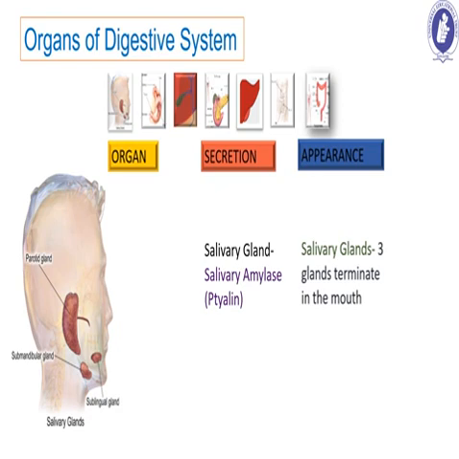The process of digestion starts in the mouth. Inside the mouth, there is a colorless liquid called saliva. That saliva is secreted or produced by salivary glands. In the picture, you can see 3 salivary glands. This saliva contains a digestive juice called salivary amylase or ptyalin.